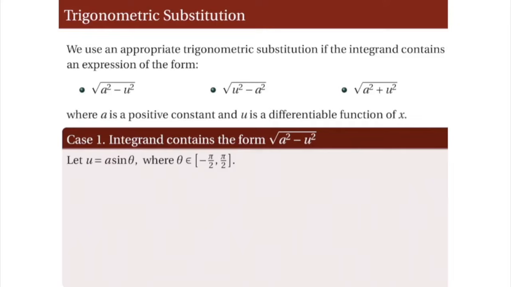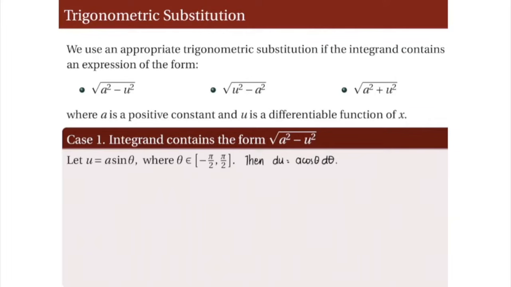So, if u is equal to a sine theta, then yung du natin, differentiating both sides, you have here a cosine theta d theta. And so, since meron nga tayong expression of the form square root of a squared minus u squared, expressing that in terms of theta would give us the following.